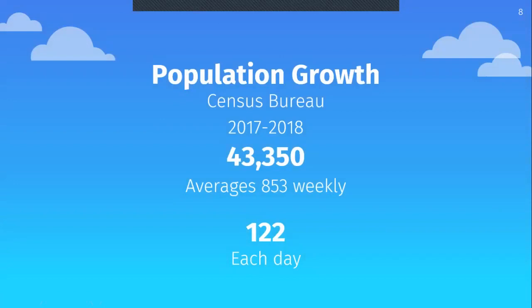So the population growth, as you can see here, I got this from the census. In 2017 to 2018 alone, 43,350 people moved to Charlotte, and it said that averaged out to about 853 people a week, or if you can imagine, 122 people each day. So Charlotte is growing by leaps and bounds. When I tell you there's construction on every corner, every major highway, side street, it's everywhere. And it's been like that since I moved down here in 2013.